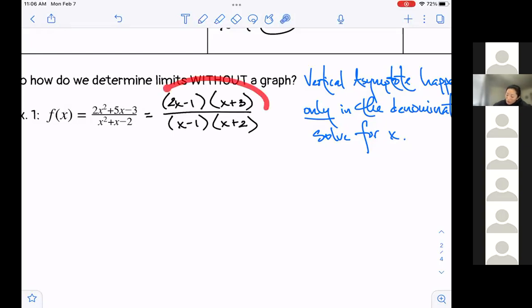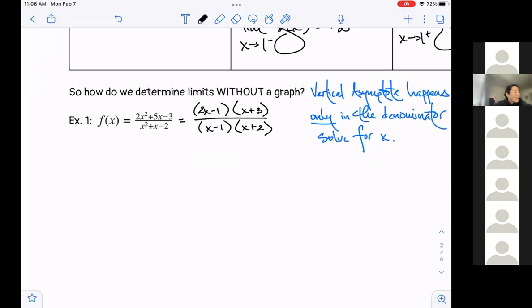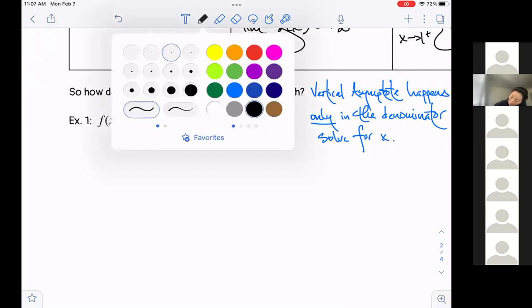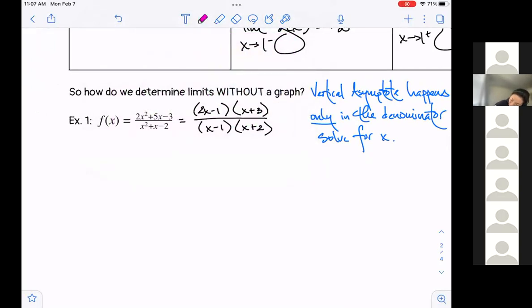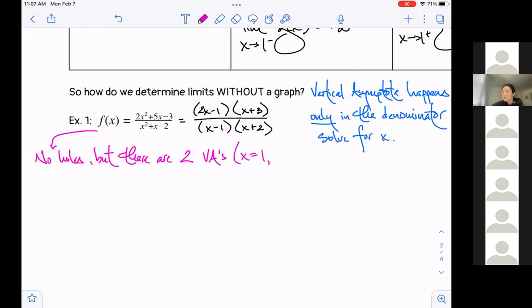Now, after we factor, we should say there are no holes in this function, right? There are no holes. How many vertical asymptotes are there? Great. There are no holes, but there are 2 vertical asymptotes. Can someone give me the equation for one of the vertical asymptotes? Great, I buy that. x equals 1, and the other equation? Great, x equals -2, right?